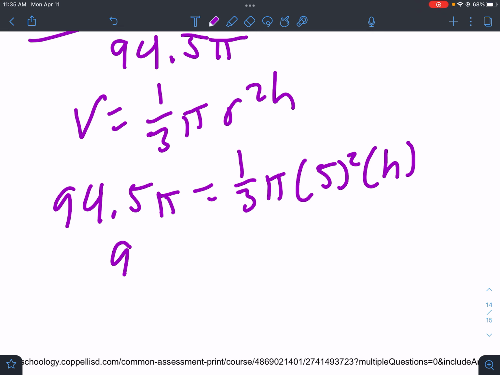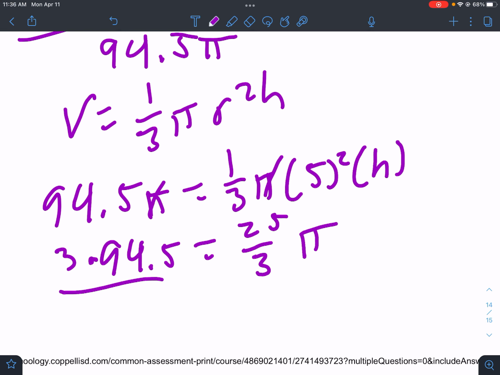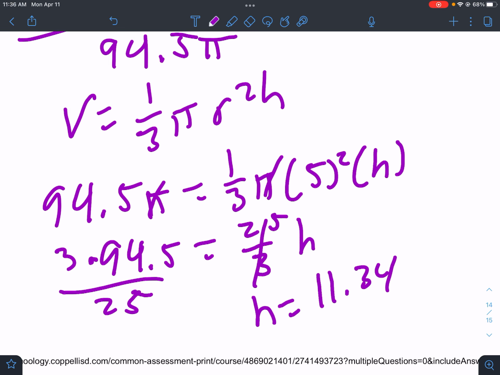So that would be 94.5. The pi's cancel out. Equals 25 over 3 h. So we do times 3 divided by 25. Not pi. Who said pi? Was that you? It's h. So times 3, we have 94.5 times 3 divided by 25. The height would be 11.34.